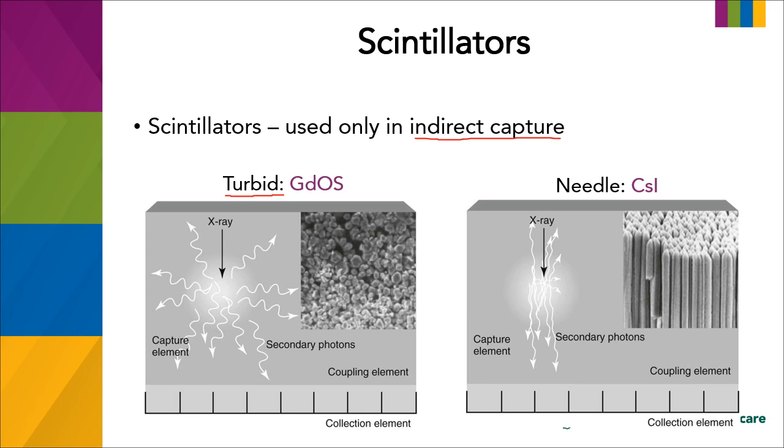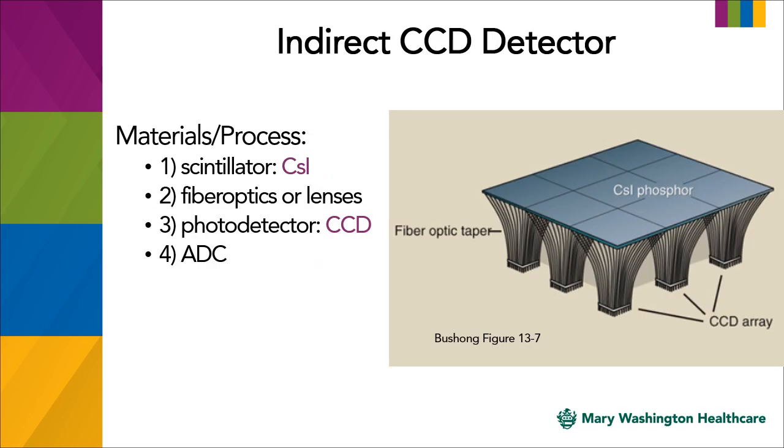The needle scintillator, which is going to convert X-rays to light as well, is grown as linear filaments, just like the PSP was. But in this case, we're going to channel light, and it's going to be a lot better scintillator. We'll use cesium iodide. So for the indirect CCD detector, we first of all have our scintillator, which is the cesium iodide. They call it a phosphor because phosphors emit light too.